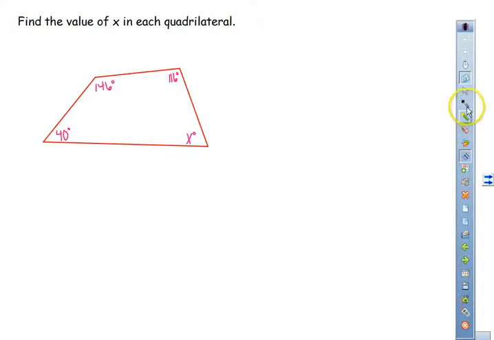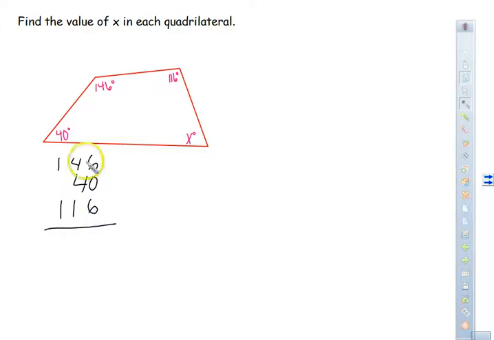I want you to go ahead and find the missing angle of x. Remember, a quadrilateral has again 360 degrees. So go ahead and hit pause and solve this problem. Alright, so now you have 40 degrees plus 146 plus 116. We add those together.